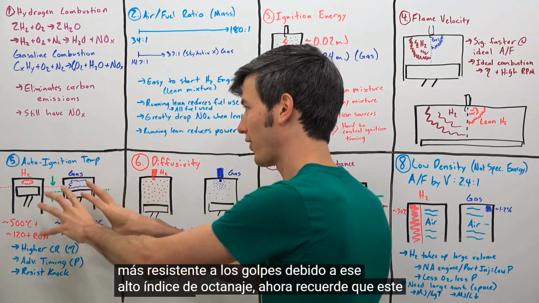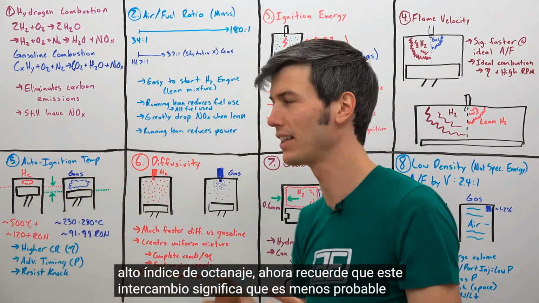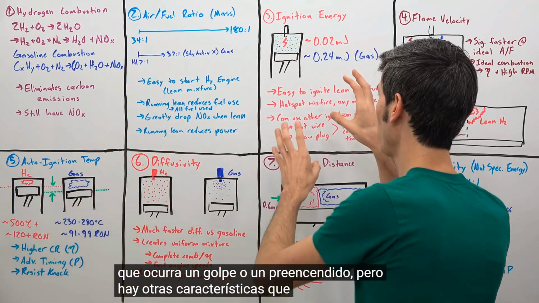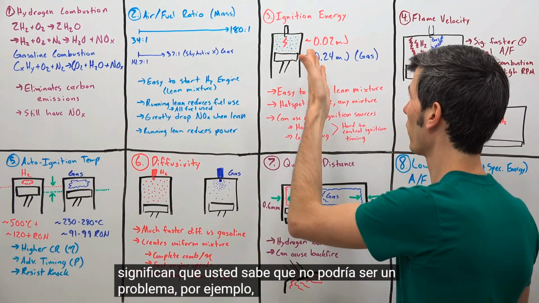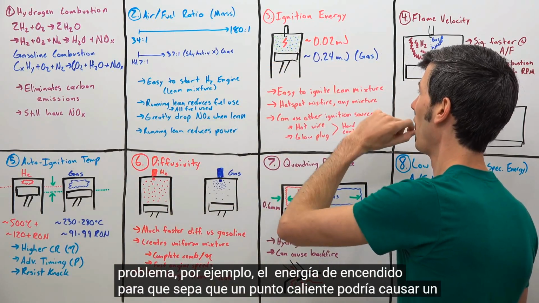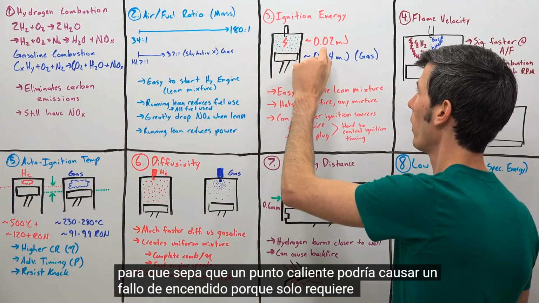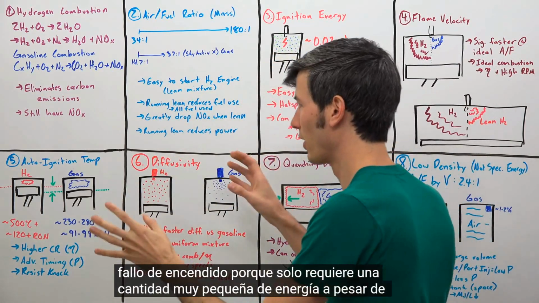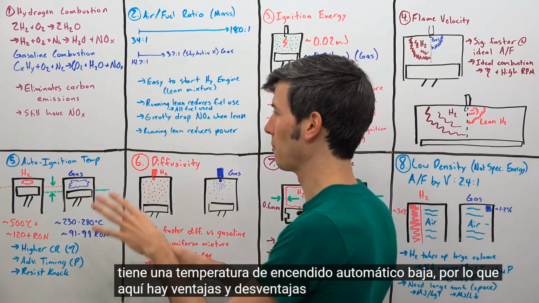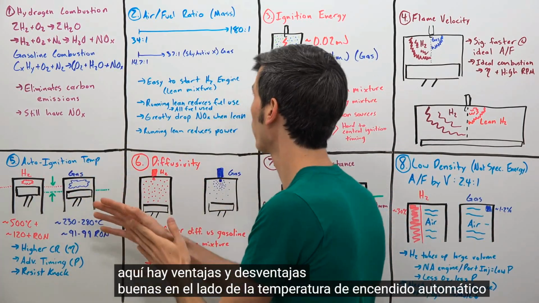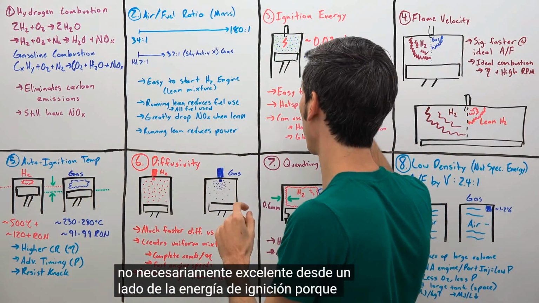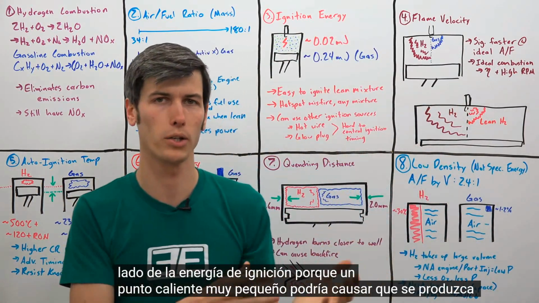Now remember, this trait does mean it's less likely to have knock or pre-ignition occur, but there are other traits about it that do mean that knock could be a problem. For example, the ignition energy. So a hot spot could cause a misfire because it only requires a very small amount of energy, even though it has a high auto ignition temperature. So there are pros and cons here. Good on an auto ignition temperature side, not necessarily great from an ignition energy side because a very small hotspot could cause combustion to occur.